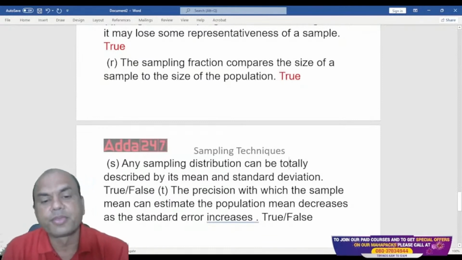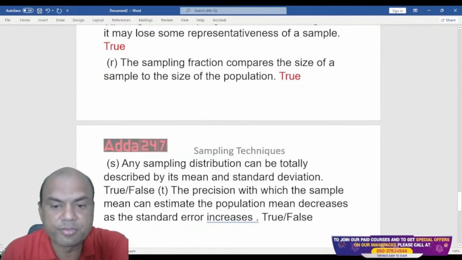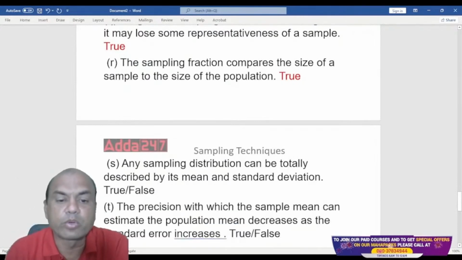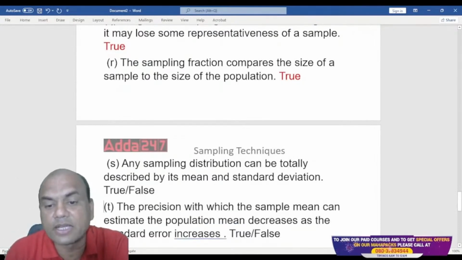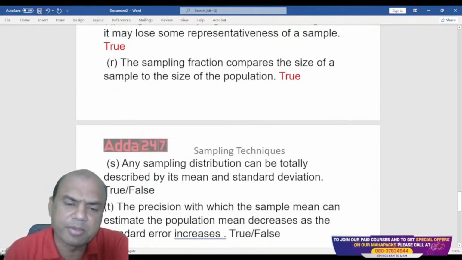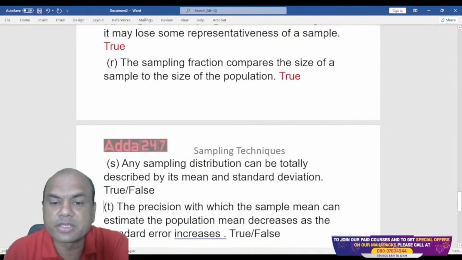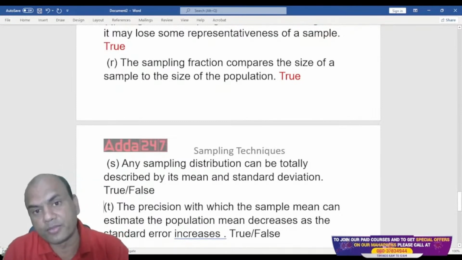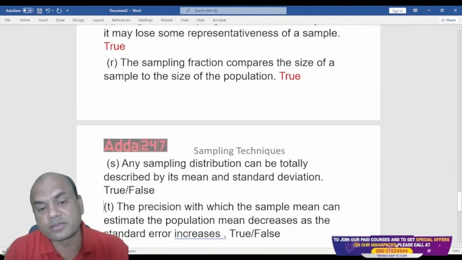And last one, any sampling distribution. No, there is one more. Any sampling distribution can be totally described by mean and a standard deviation. Can it be described? Any sampling distribution can be totally described by mean and a standard deviation. Suppose if I know the mean and I know the standard deviation.